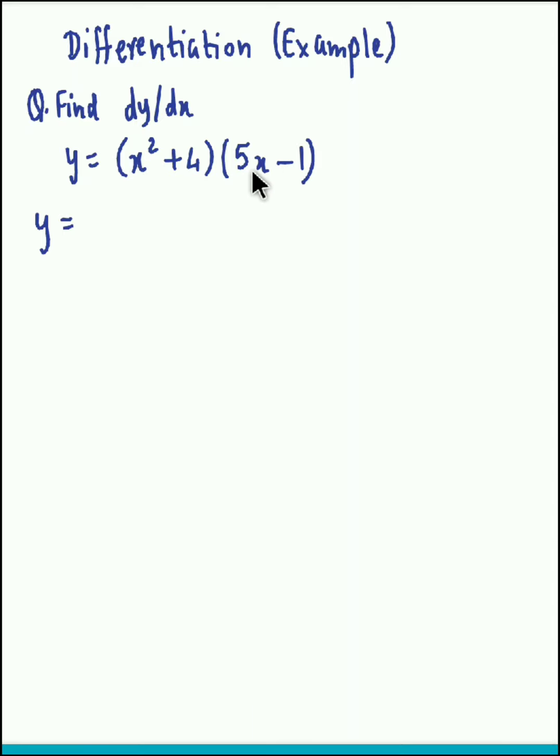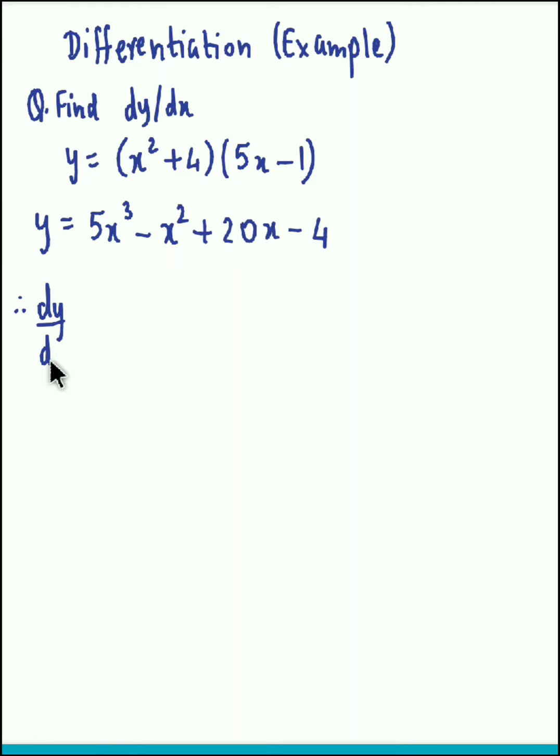So x square times 5x gives us 5x cube. X square times minus 1, so that is minus x square. Now we multiply 4 into 5x, so that's 20x, and 4 into minus 1 gives us minus 4. And now we could easily take the derivative of each of the terms.